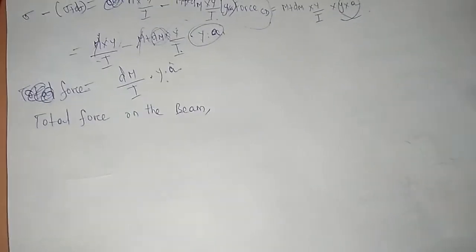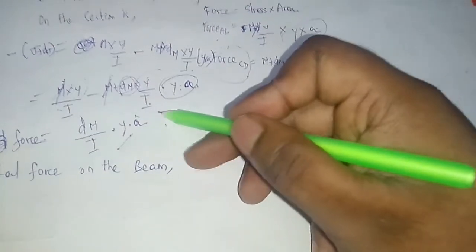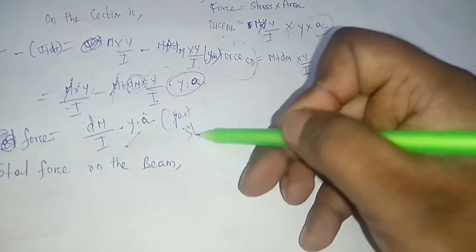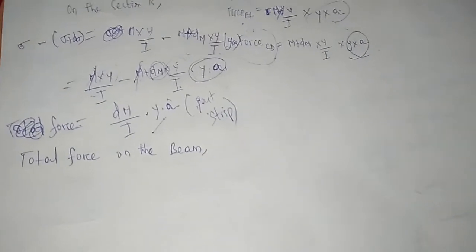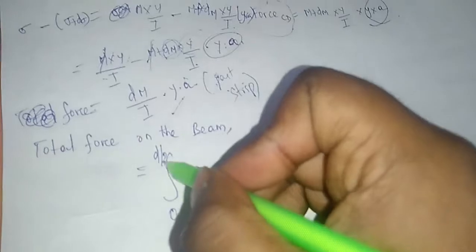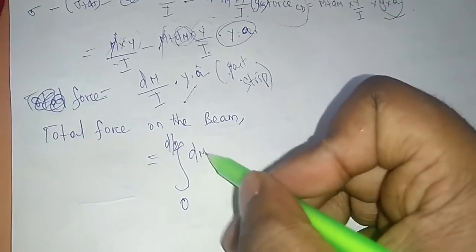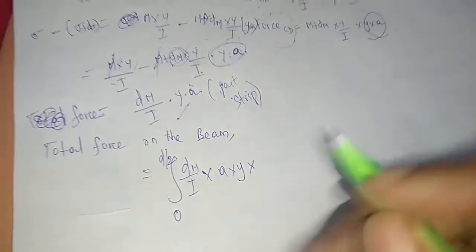So the total force on the beam, we can get by integrating the force that we have got for a particular strip. This is for a particular strip. If we integrate this force, we will get the total force on the beam. Okay, so we are integrating from 0 to d by 2. You understand? So now integrate this equation, 0 to d by 2, dm by I into A into y into integrating.